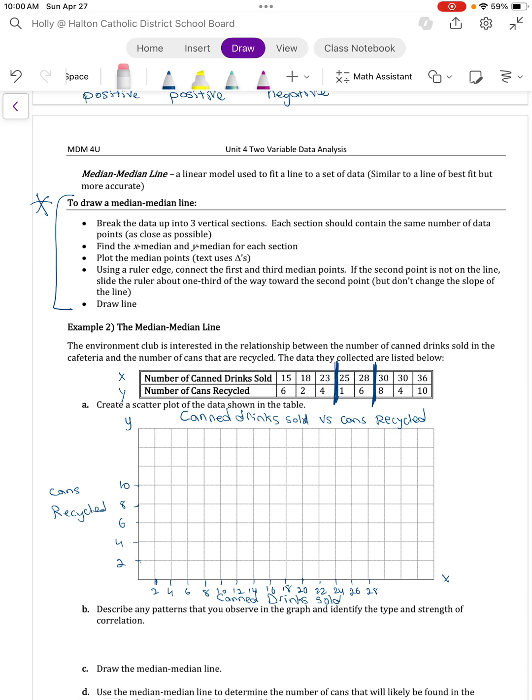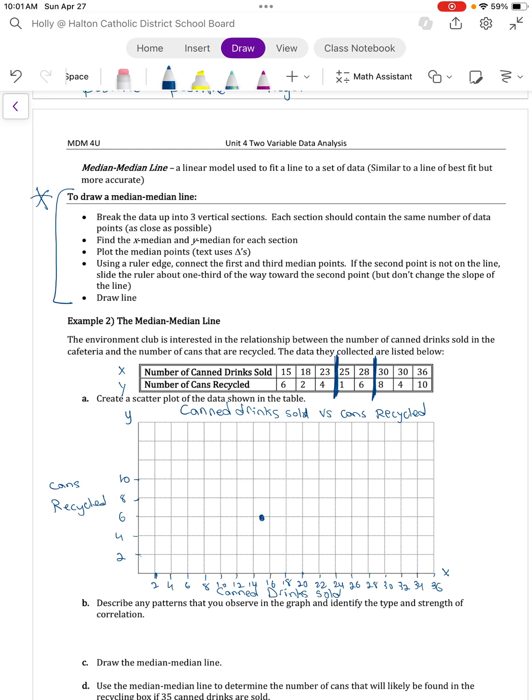I should say 30, it's hard to write. It's a bit smaller. Okay, and now I'm just going to go through and plot my points, and then I'll continue back to the median line. So 6 and 15, or where am I? 15 and 6. 18 and 2. I'm at 30 and 8, and I have another point here, 30 and 4, and 36 and 10. Okay, so that is my data here.